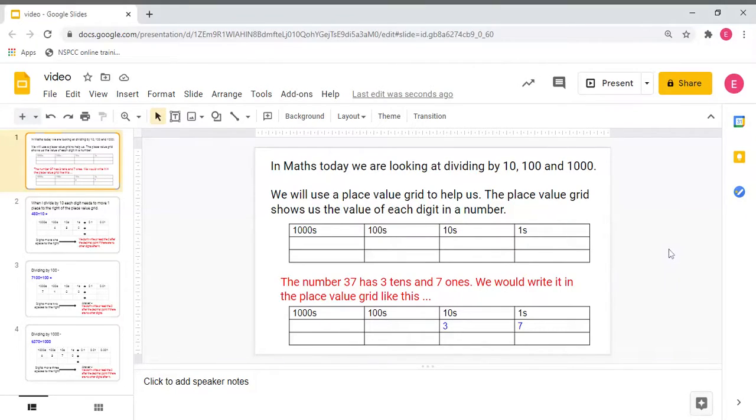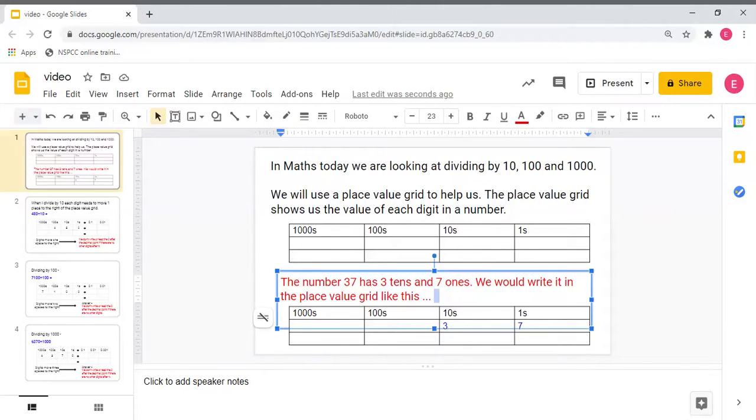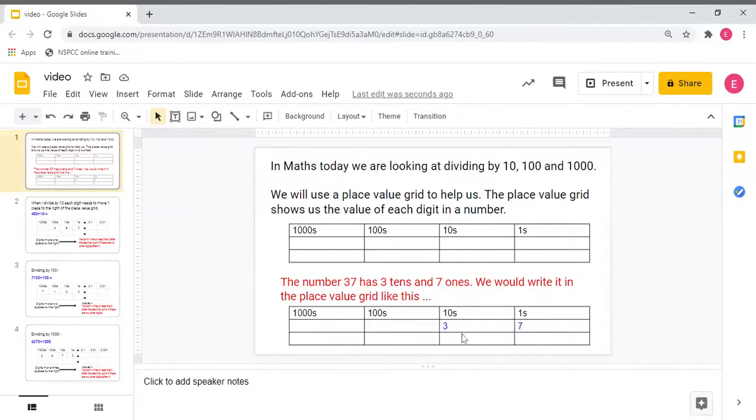In maths today, we're looking at dividing by 10, 100 and 1000. So I've got a place value grid on here to show you and just remind us how we're going to use it. I have the number 37. I know that 37 has 3 tens and 7 ones. So we'd write it in our place value grid like so, showing that it has 3 tens and 7 ones.